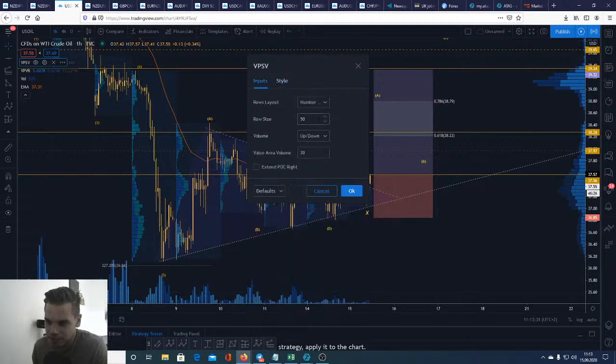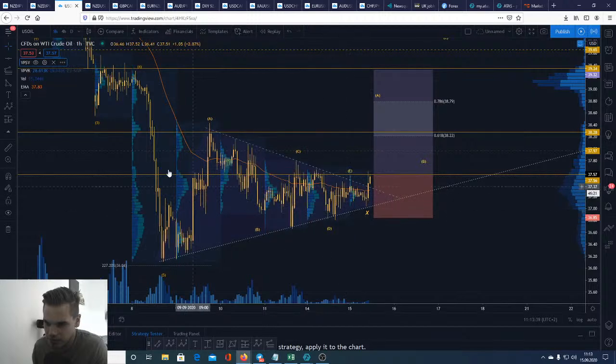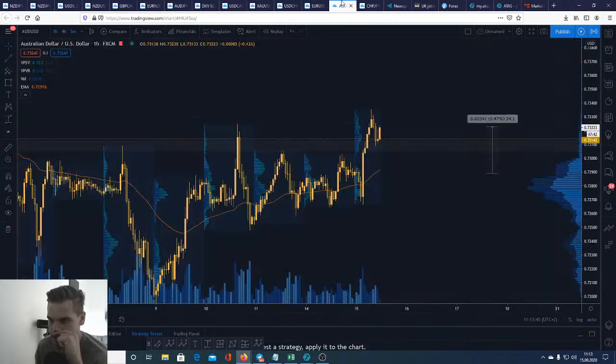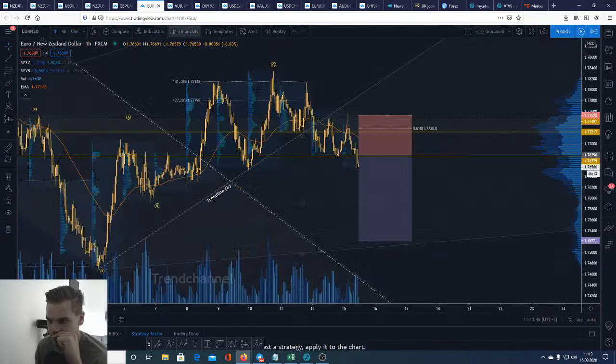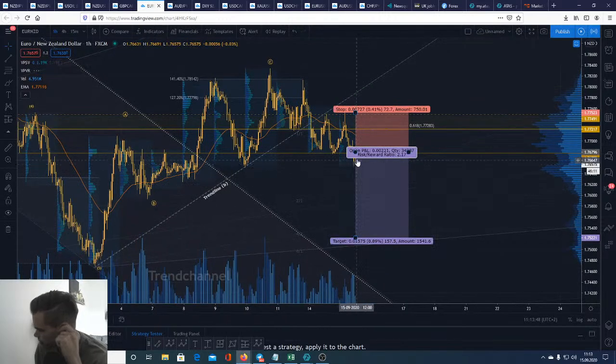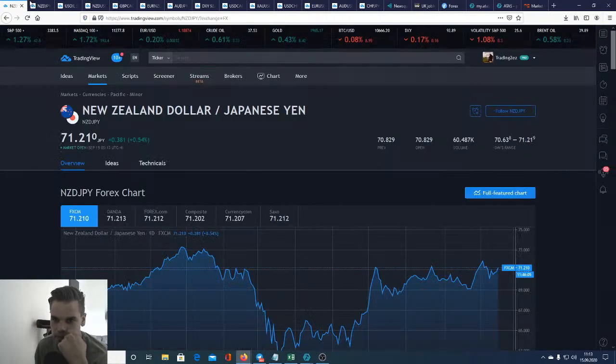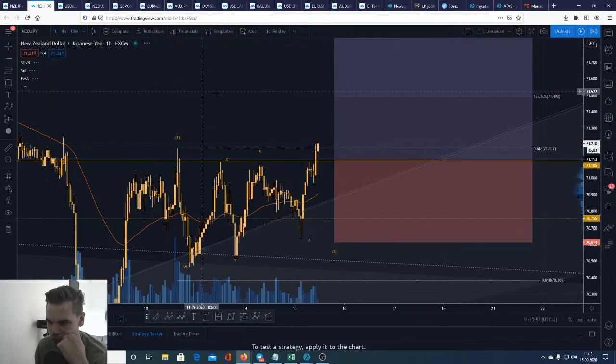Takes 1.5. So we see breakout here. I would like to go, yes, finally breaking the support as expected, and look, USD tends to drop. Come on, NZD JPY, pump it.